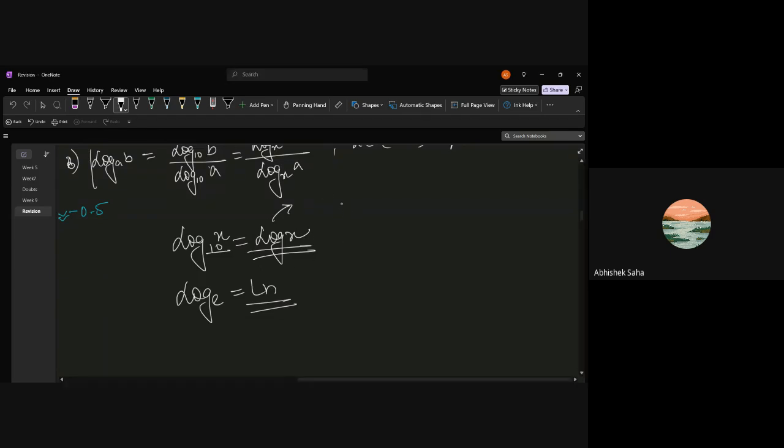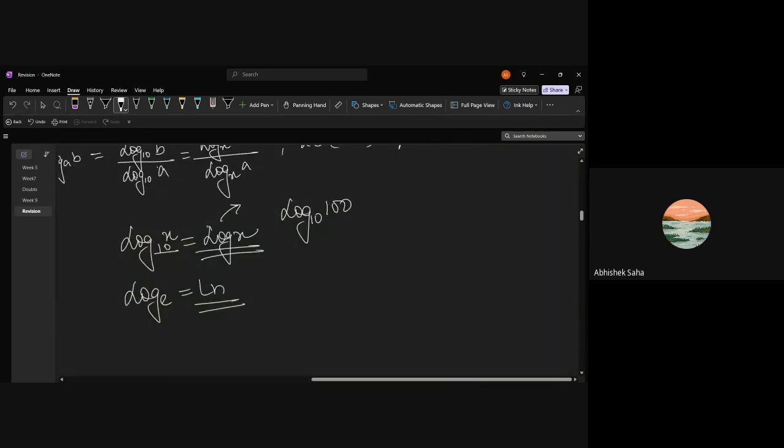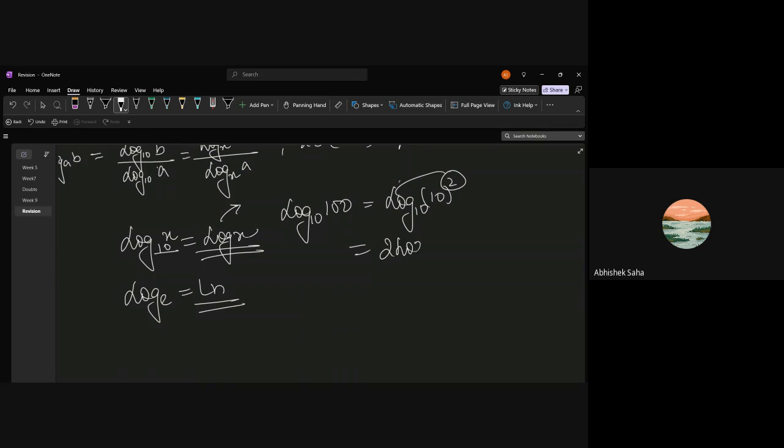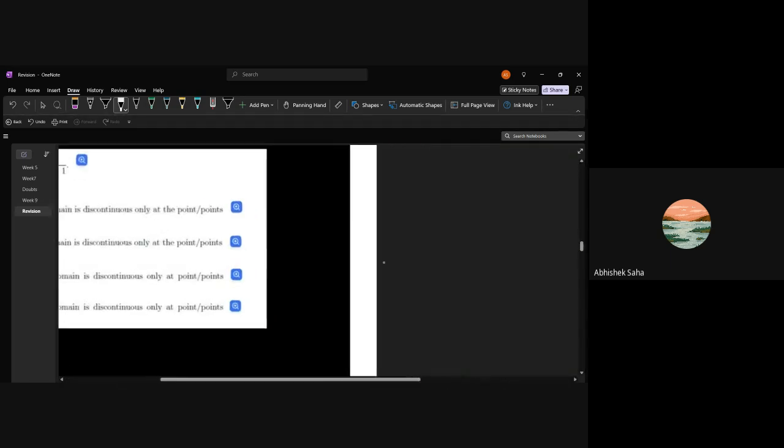Somebody has asked me what is the value of log base 10 of 100. Let me explain it once again. It is log base 10 of 10 to the power 2. I'm taking 2 outside. It will give 2 log base 10 of 10. We know log a base a is 1, so 2 into 1 is equal to 2. Let's move ahead to the next problems.